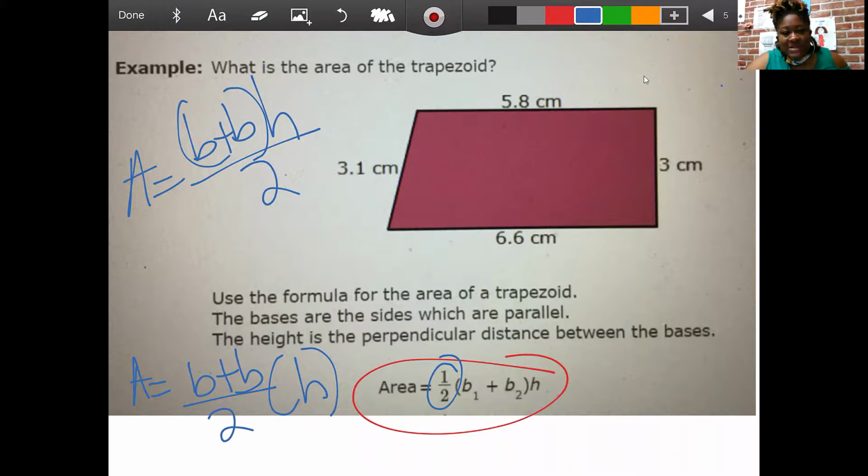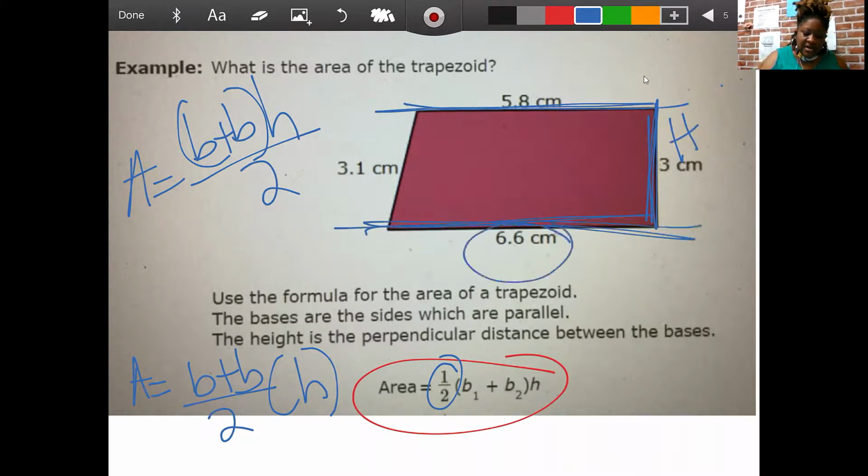Only cut it in half one time, okay? That's very important, you know that. So if we look at the diagram, once again, height is straight up and down. So that's your height. It connects your two bases. Your bases are straight, 6.6, 5.8. You add them, you multiply by the height, and you cut it in half. Got it? So you can use this formula, you can use this formula, or you can use this formula, okay? Whichever one's easier for you.